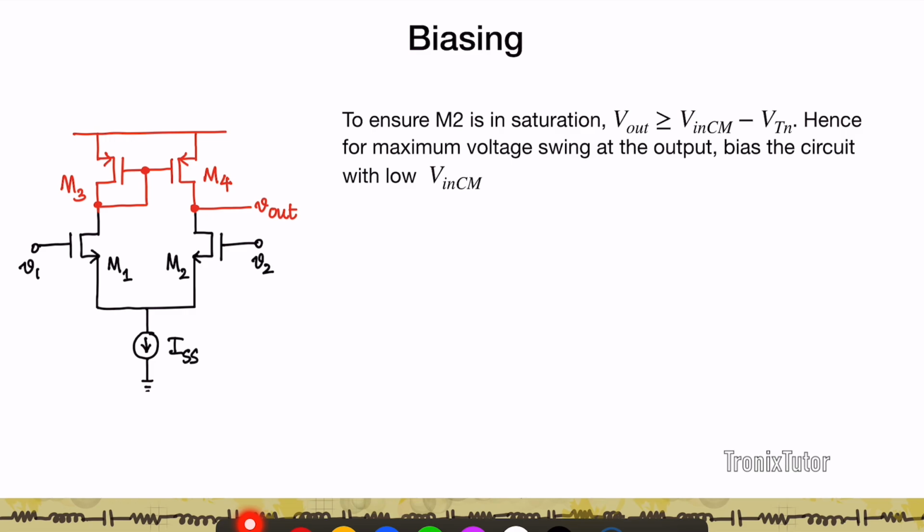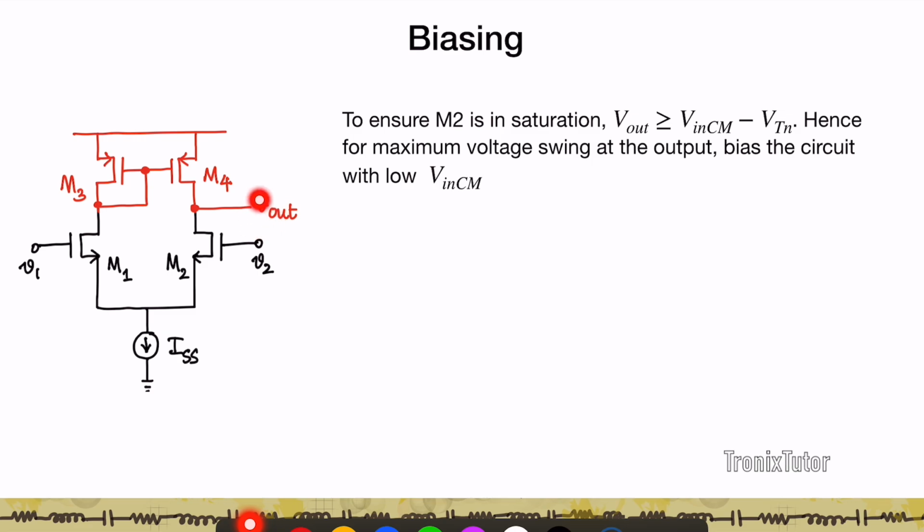Now, to ensure that M2 is in saturation, we need to ensure that this Vout is at least a threshold away from the common mode voltage. Which means that Vout has to be greater than Vin,CM minus Vtn.